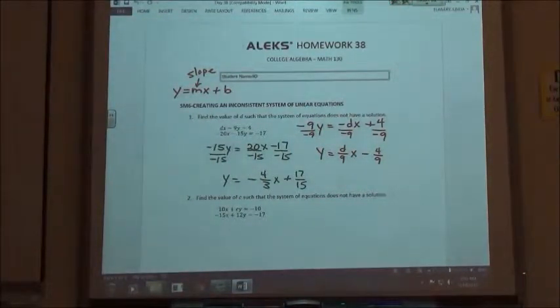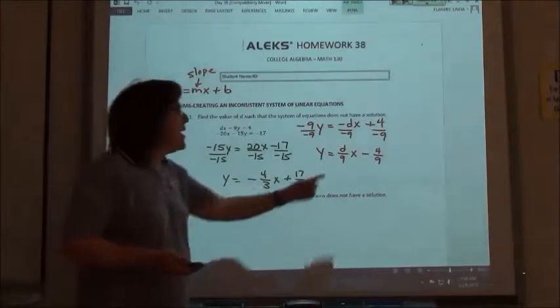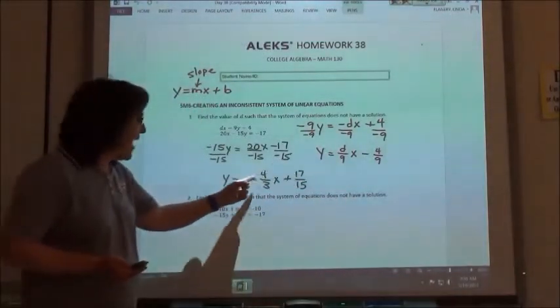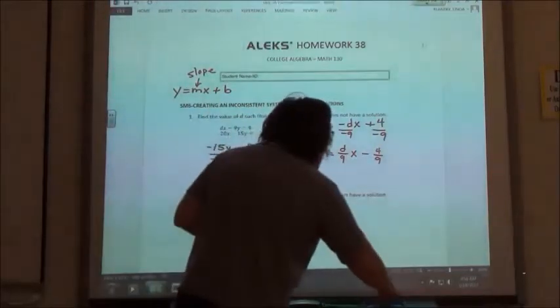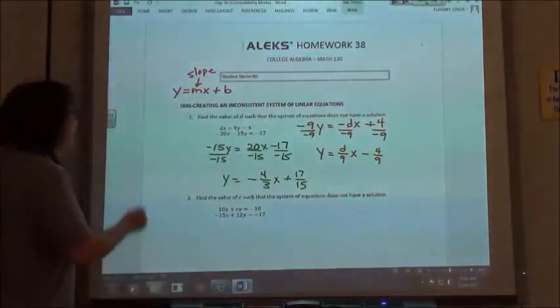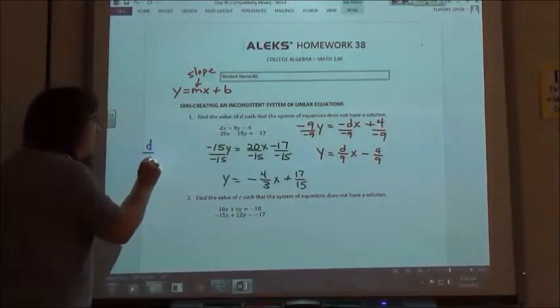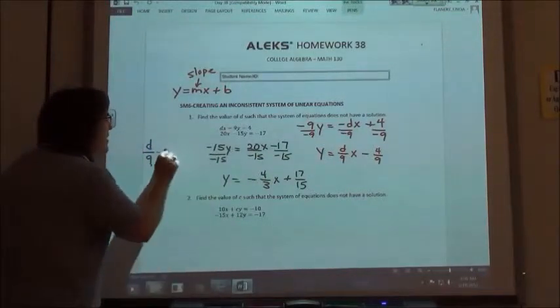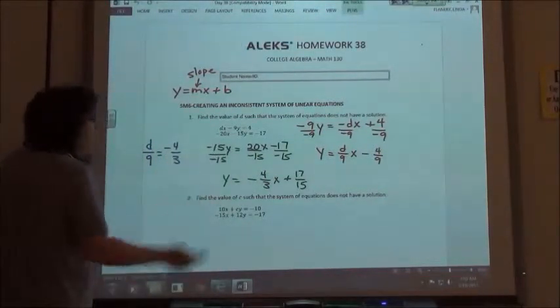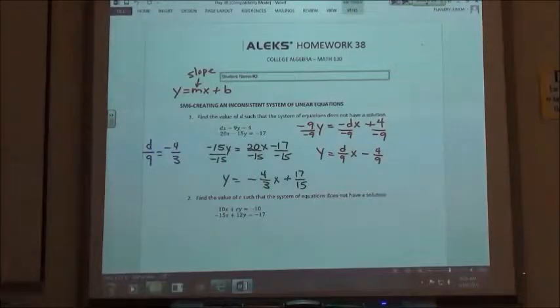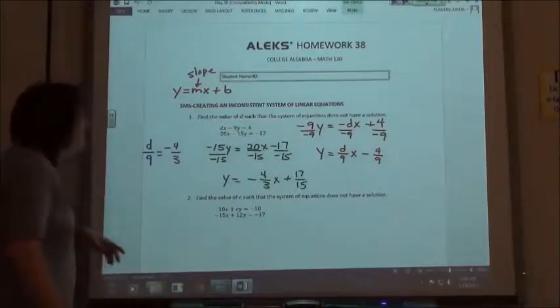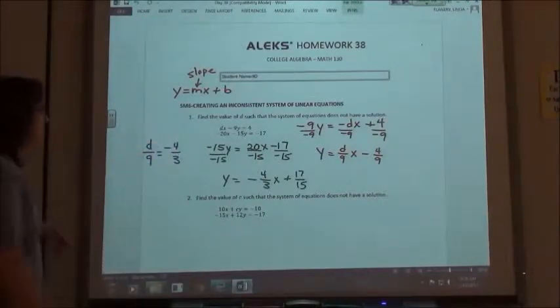So now that I have them both in slope-intercept form, basically what I'm going to do is set up a proportion saying that the slope of this line has to equal the slope of that line. So I'm going to say the d over 9 has to equal the negative 4/3. Notice I put my negative with my top. It doesn't really matter. It's either with the top, with the bottom, but not with both. One or the other is negative. And then I'm going to solve by cross multiplying.